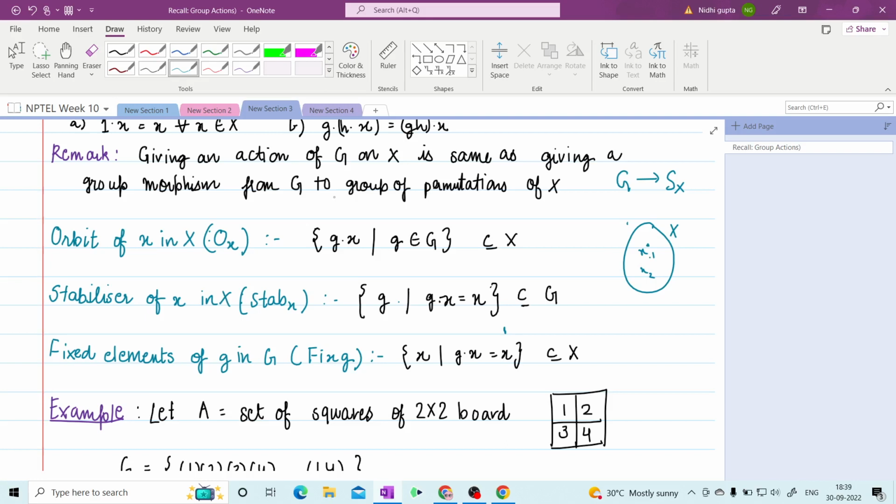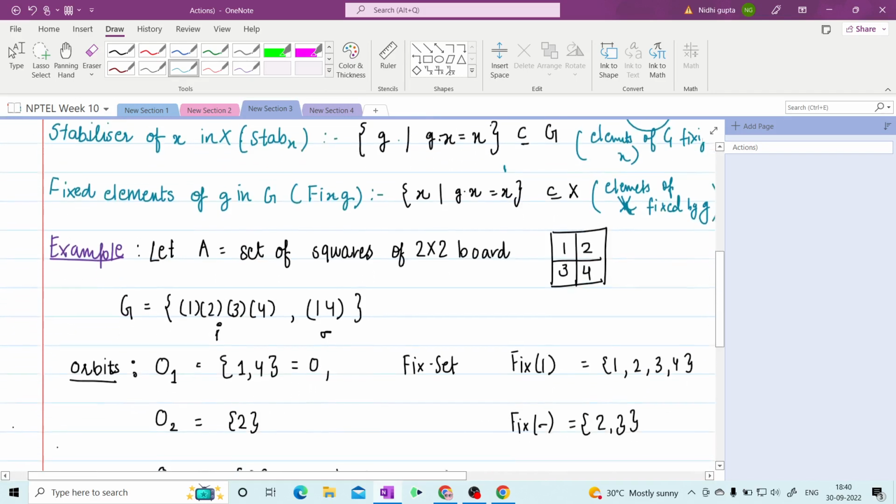Then the next thing is the stabilizer of x. The stabilizer of x lies in G. It is counting all the elements of G which are fixing x, while the fixed elements of g are basically all the elements of X which are fixed by g. So this is the elements of G fixing little x, and this is the elements of X fixed by small g.